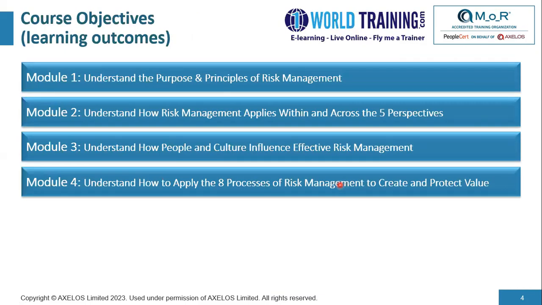Now, what are the course objectives and what are the various learning outcomes? There are 4 broad course objectives. At the end of this course, you would be able to understand the purpose and principles of risk management. You would be able to understand how risk management applies within and across the 5 perspectives. You would be able to understand how people and culture influence effective risk management. And finally, you would be able to gain understanding on how to apply the 8 processes of risk management to create and protect value.